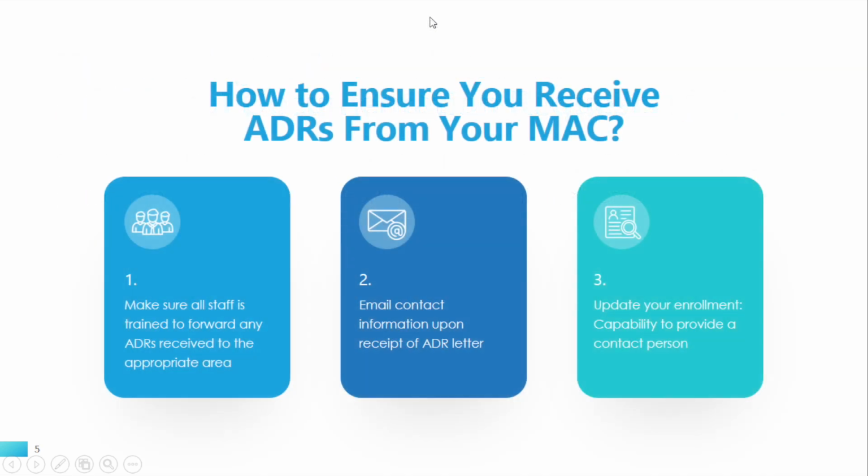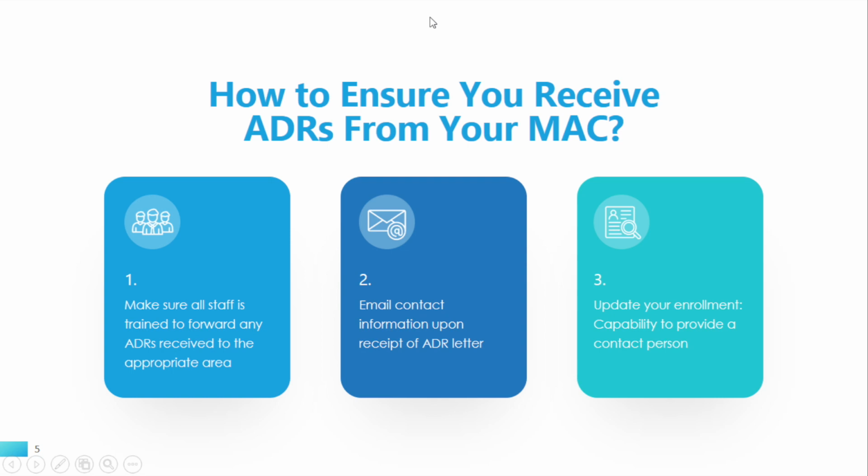So, how can you ensure that the right person receives the requests for medical records? Well, there are 3 simple things you can do. Number 1, train all staff to forward any ADRs received to the appropriate area. 2, when you receive the ADR letter, respond to the email address provided to let your MAC know who they should contact for questions. And 3, update your enrollment application.